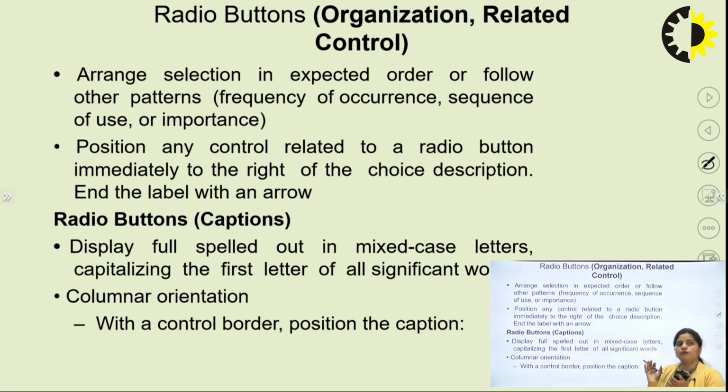What is the organization of the radio buttons and the related controls? If you have different choices or options, arrange the selections in the expected order, following the other patterns. Position any controls related to the radio button immediately to the right of the choice descriptions. For the captions of the radio buttons, display them fully spelled out in mixed case letters, capitalize the first letter of all the significant words, and use a columnar orientation. With the control border, position the caption. So that's all for the radio buttons.